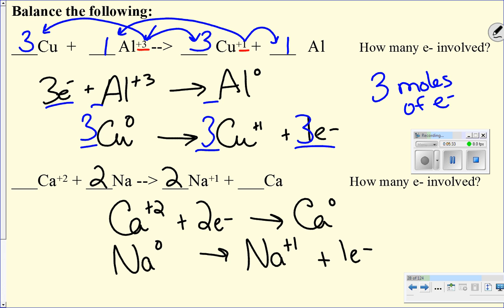If I write these two half reactions, without the 2 with the sodium, I only have this 1 electron over here when I really need it to be 2, like it is in the calcium reaction. So in order to make those match up, be the least common multiple, I'm going to multiply everything by 2. So that agrees with the fact that I had to put 2's in front of those sodiums in the reaction. And I have 2 moles of electrons being transferred.